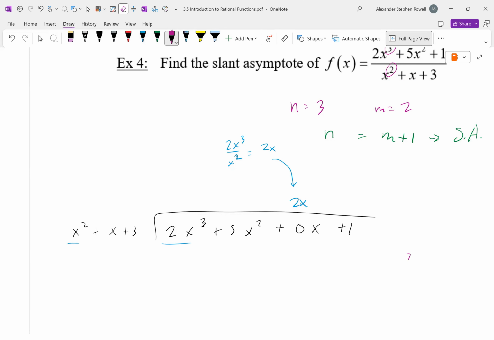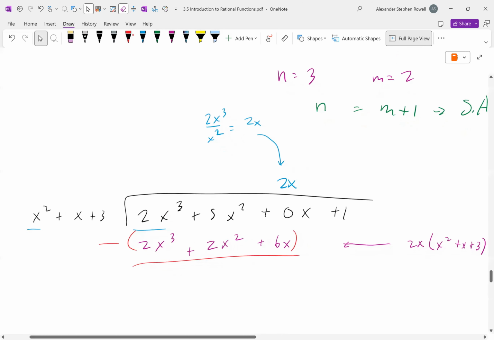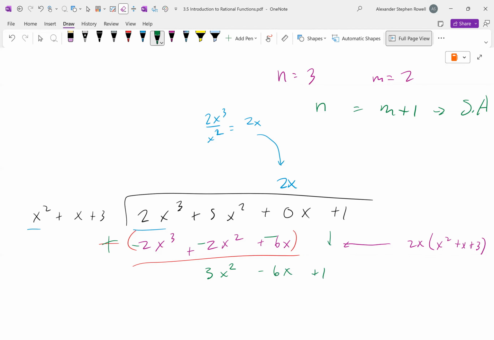Then we answer, what is 2x times the divisor, x squared plus x plus 3? 2x cubed plus 2x squared plus 6x. Okay. And we subtract. Are you okay with leaving it as subtraction, or do you want to distribute the minus sign? Okay, let's distribute. The x cubed terms cancel. 5x squared minus 2x squared is 3x squared, 0 minus 6 is negative 6x, bring down the 1, and we repeat.